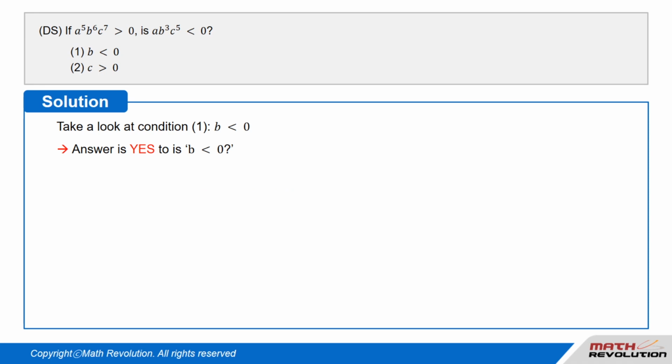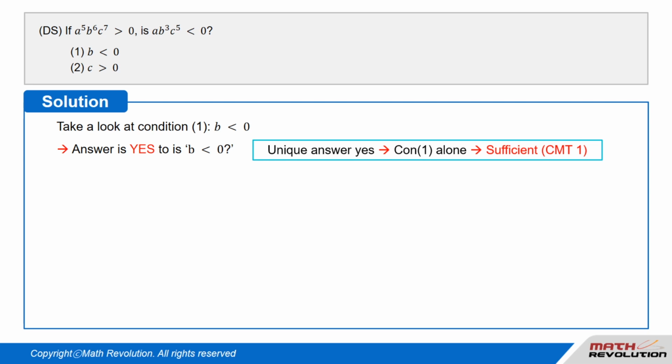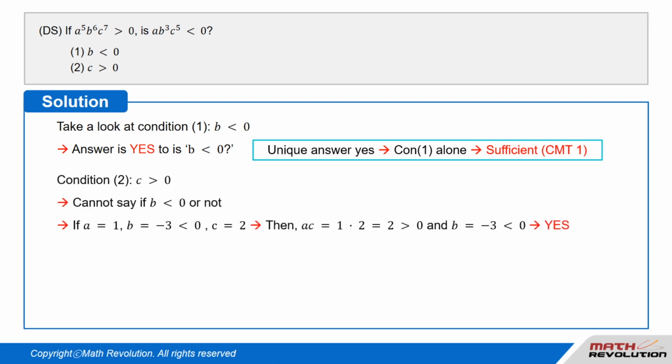This is what we were looking for, and thus the answer to the question, is b less than 0, is a unique yes. So the condition is sufficient according to CMT1, which states that the answer will be in terms of a unique yes or no. Condition 2 tells us that c is greater than 0. We cannot say anything about whether b is less than 0 or not.